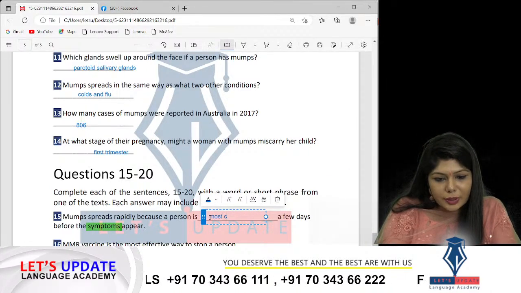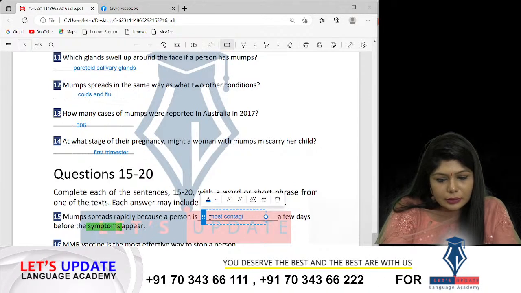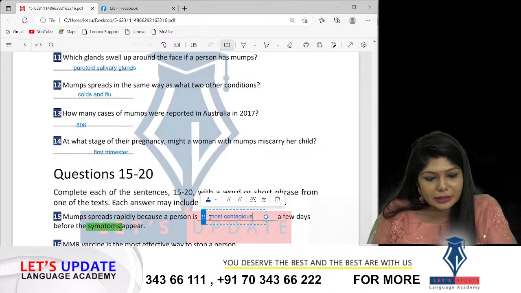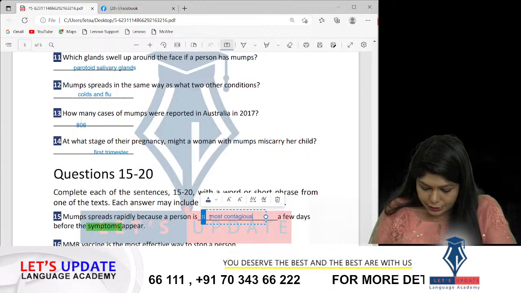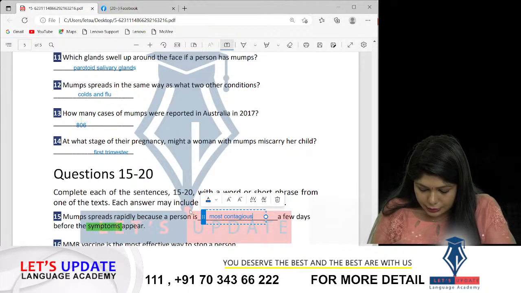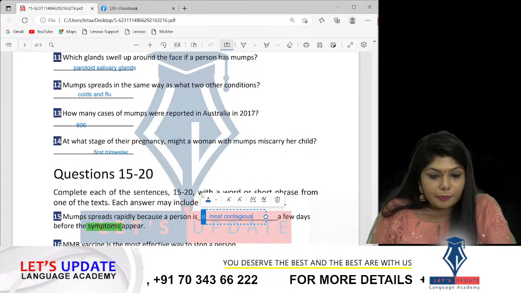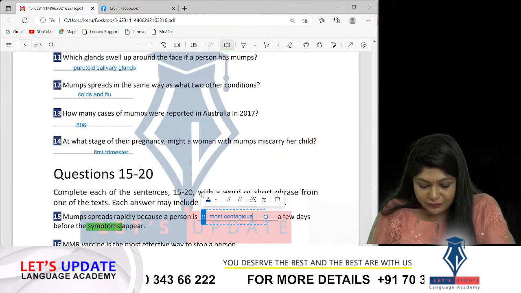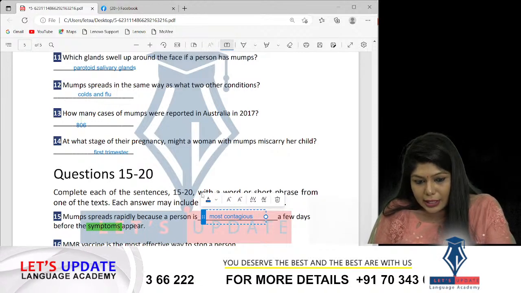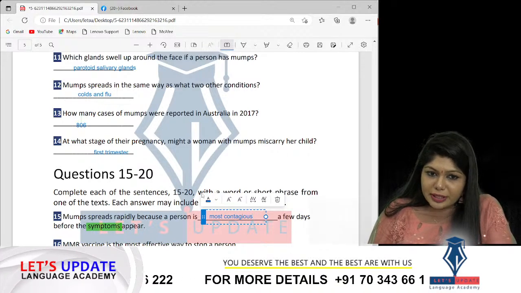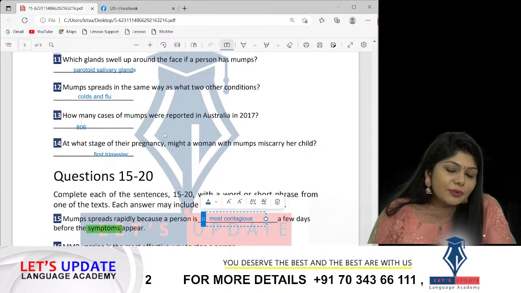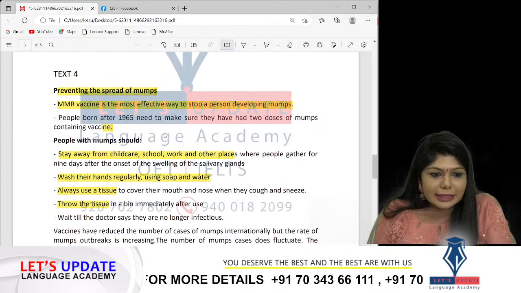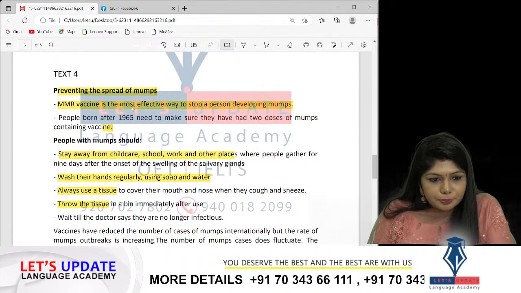Moving to the next question. MMR vaccine is the most effective way to stop a person dash. And where do you think the answer would be? Most effective way to stop a person dash. To stop a person, that should be prevention, right? So prevention techniques were talked about in the last part, that is text D or text 4.